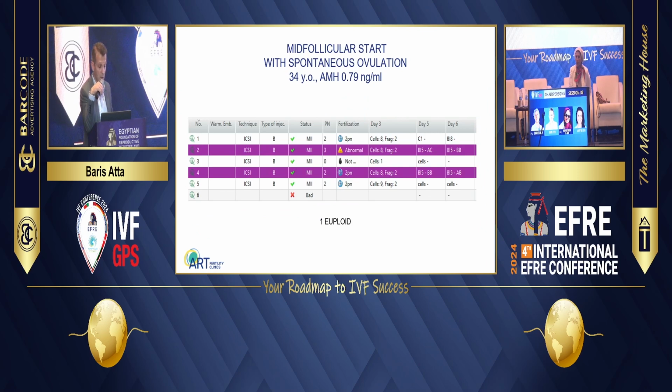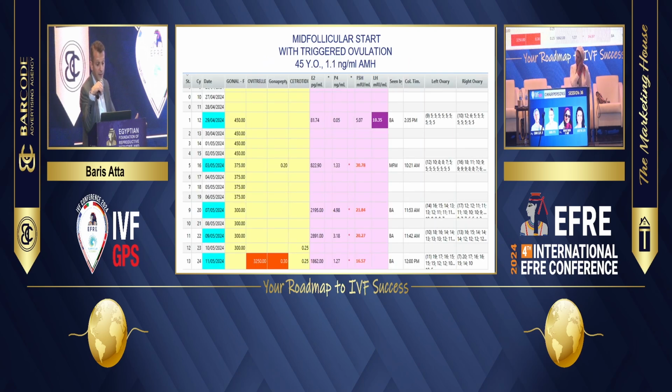We triggered. We got 5 oocytes, not bad for the AMH, actually 5 mature oocytes. And she had 1 euploid from this cycle that's awaiting transfer. Another mid-follicular start, another variation. So I saw her on actually day 9.